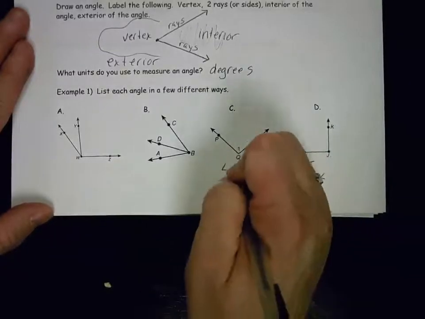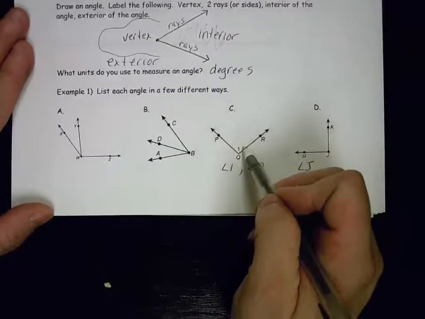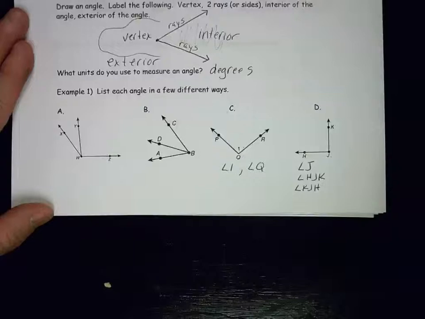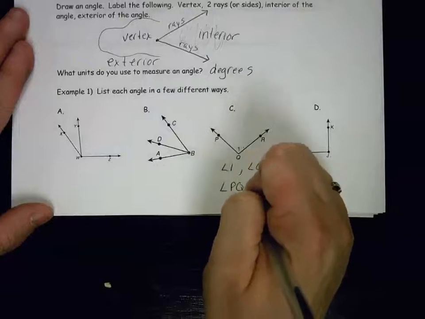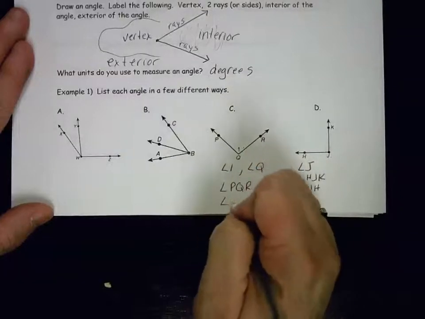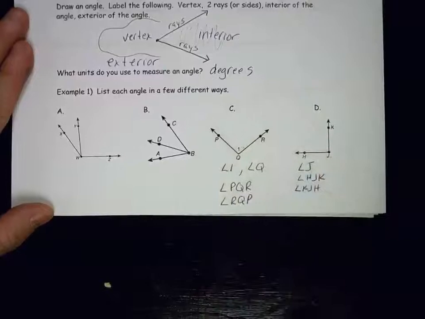Letter C, you could name this four ways. You could call it angle 1, or you could call it angle Q. And then you could also name it angle PQR or angle RQP.